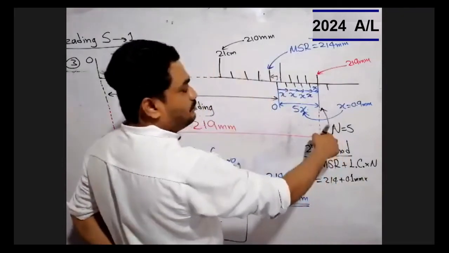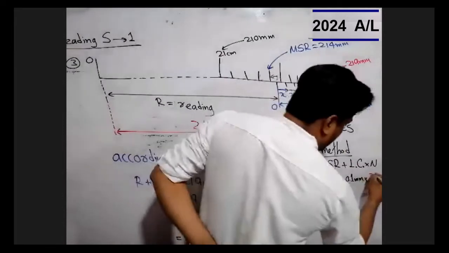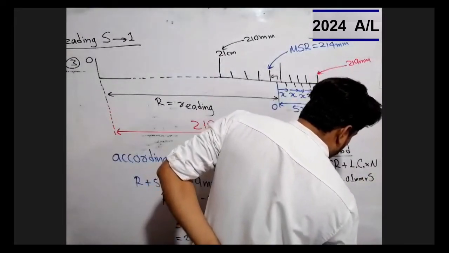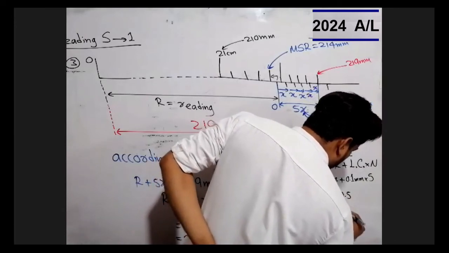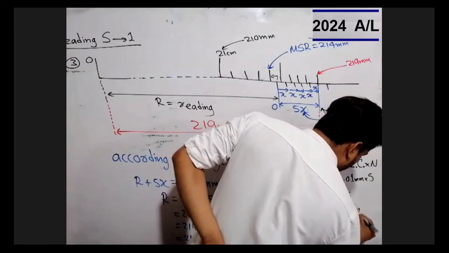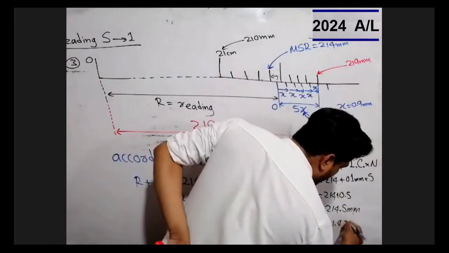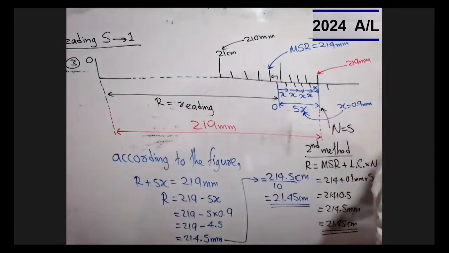Least count we know is 0.1 millimeter, as we found. Coinciding vernier number is 5. So you get 214 plus 0.5, so that is 214.5 millimeter. If you divide this by 10, you get 21.45 centimeter. Right. So please write the second method also. Very simple. The second method is very simple and easy to use.